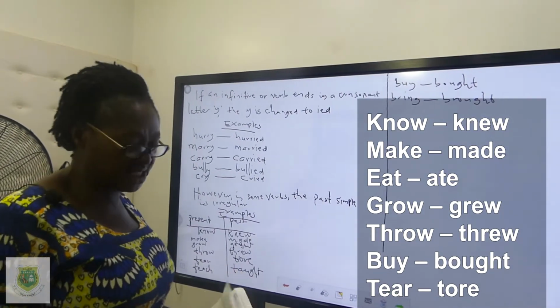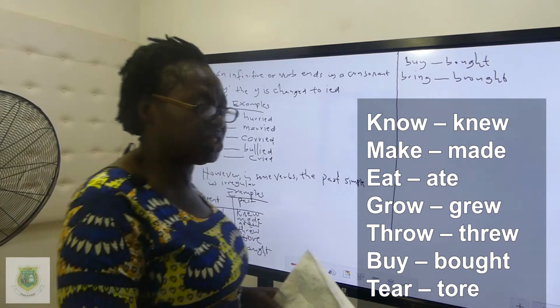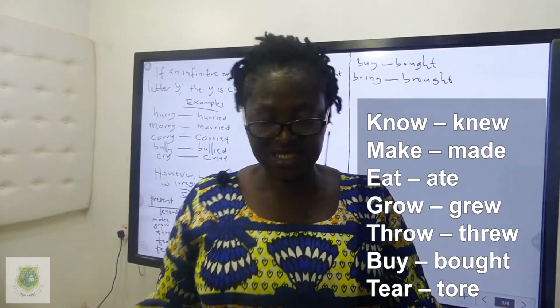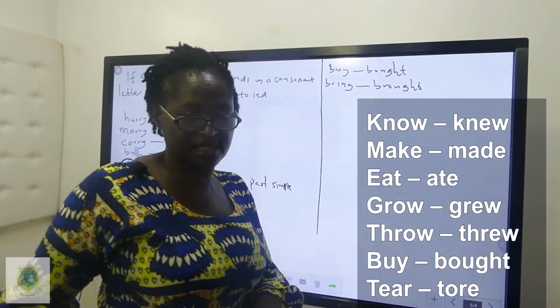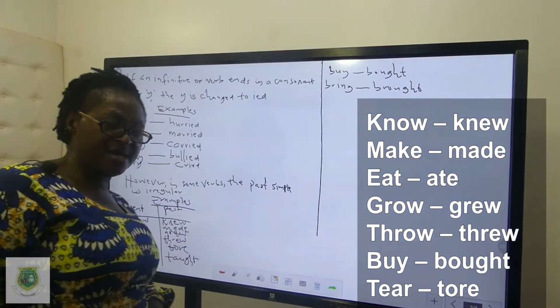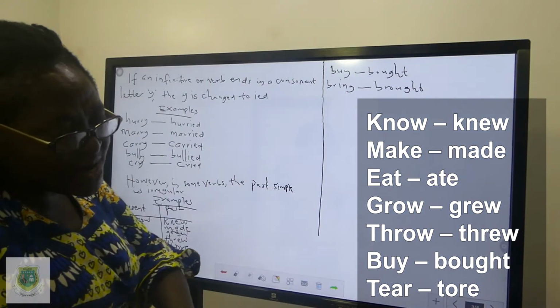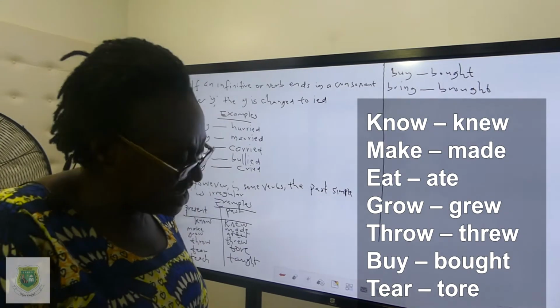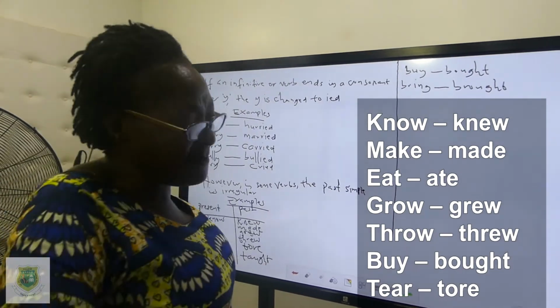Make, made. Past tense of make is made. I can make clothes. I can make a basket. He made it, the clothes for me. Who made it for you? My mommy. You are telling somebody what has already taken place. Your mommy made the clothes, so she's not making it now. She has already made it, so it's in the past.